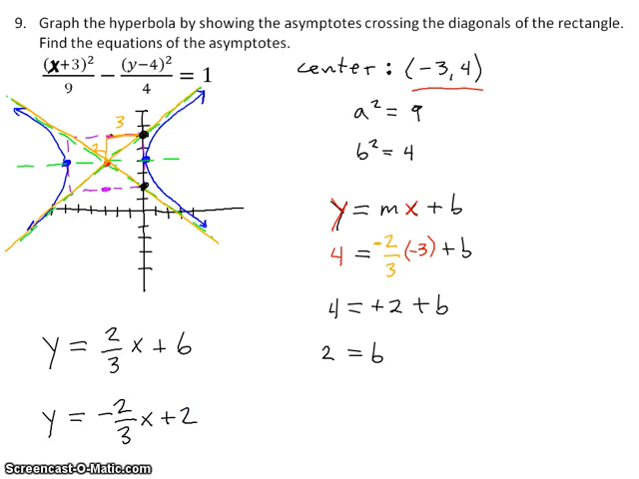Which is going to give us both the equations of our asymptotes. And voila, we're done, finally. No, we have one more problem. It's not a conic problem, though.